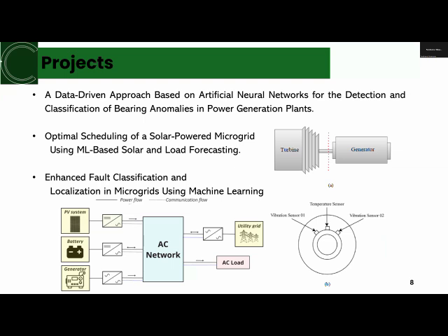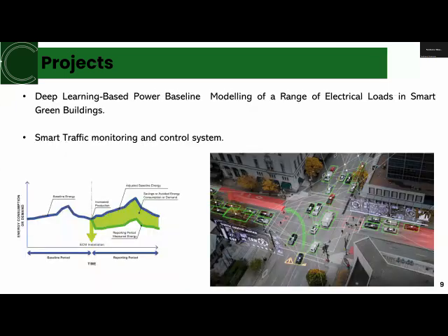Earlier we used to build a mathematical model and do traditional standard optimization, like particle swarm or genetic algorithms, to optimize a function. But now we don't want to spend a lot of time on that. Let the AI do the optimization function. So we have done multiple power optimization processes using AI. And smart traffic monitoring is one of the projects that I have done and published papers on. You can find it over there.